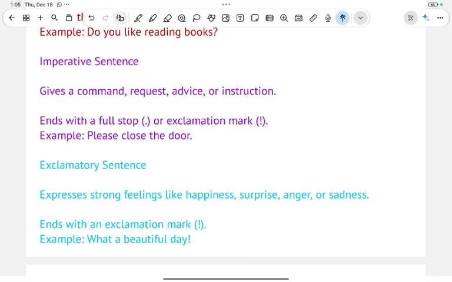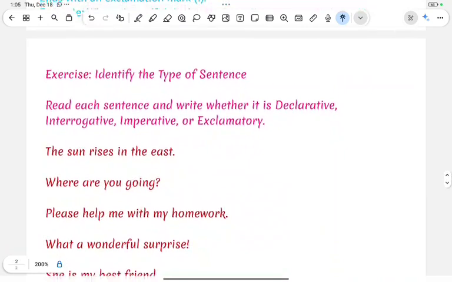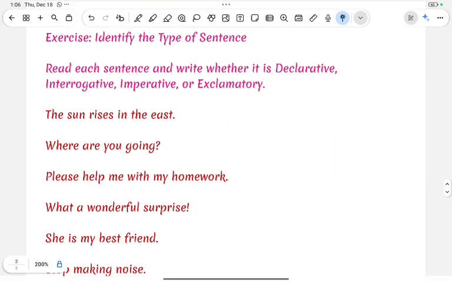Now we have understood all these types. Let's do a quick revision. Here is the exercise. What we have to do is identify the type of sentences. Read each sentence and write whether it is declarative, imperative, or exclamatory. Let's read the first. The sun rises in the east. If you get the answers, you can comment them down as well.